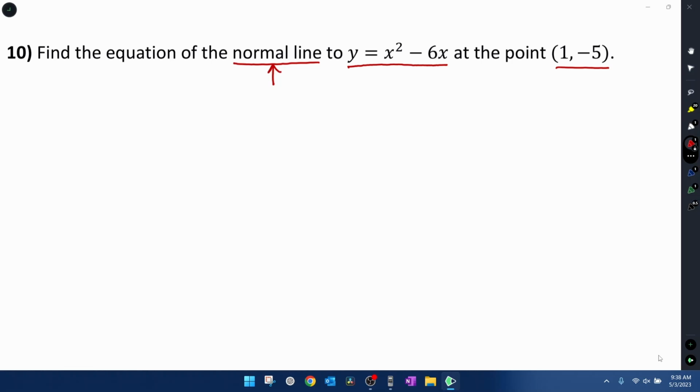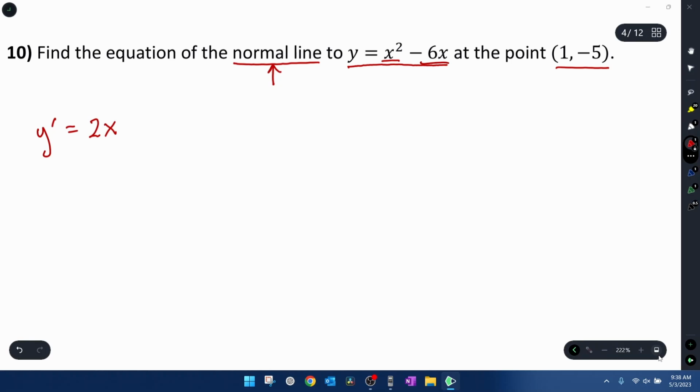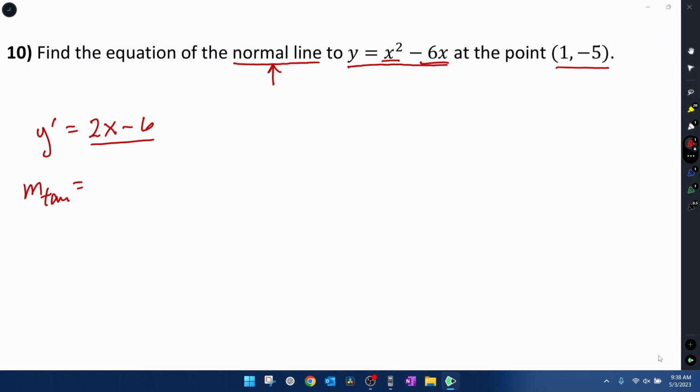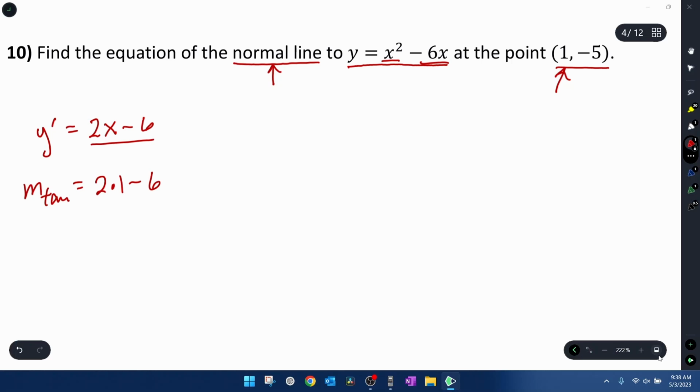All right, first, slope of the tangent means that we're going to have to find the derivative. And the derivative of x squared is 2x. The derivative of negative 6x is negative 6. And then the slope of the tangent is going to be this expression, 2x minus 6, evaluated at 1 in this case. 2 times 1 minus 6. That's going to be negative 4.